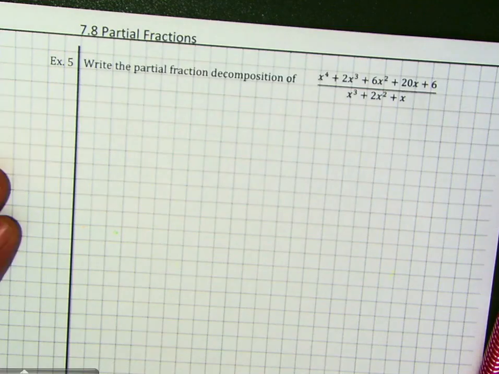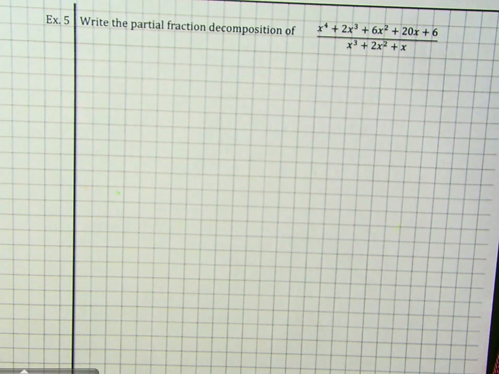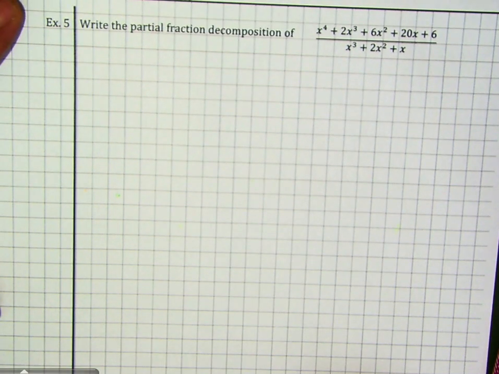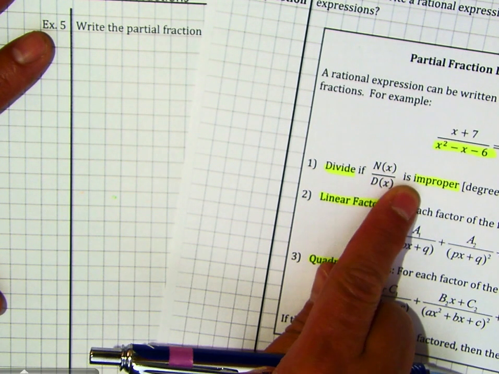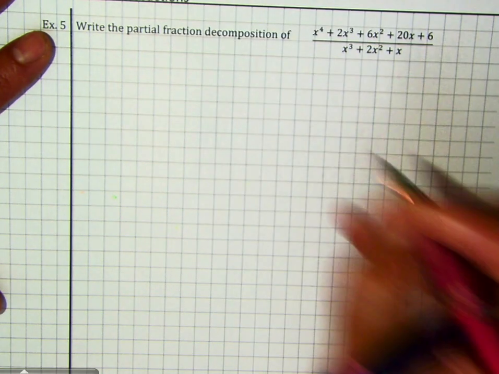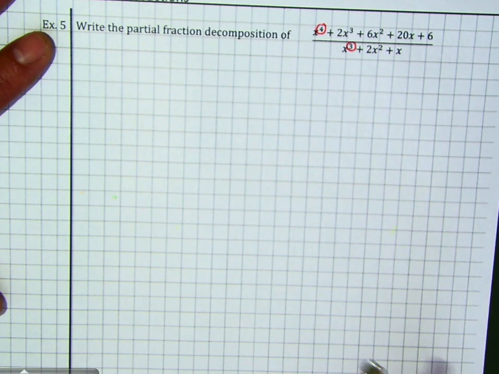And the last example for today. Pause if you need more time to write it down, and we'll start once you're ready. So in this case, our first rule, divide if the fraction is improper. In this case, your numerator has the largest degree, so that's an improper fraction.